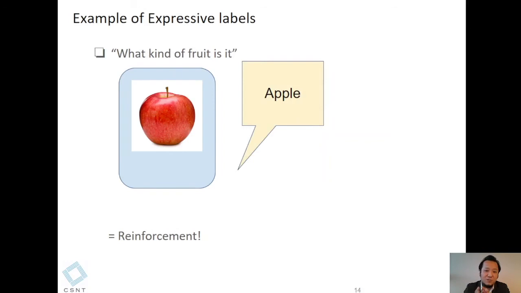And here's an example of expressive labels. Now, we will produce once again an object or a card of an apple, and we will ask, what kind of fruit is it? And the student verbally replies, apple. Once again, correct response, reinforcement. Here's a video example.